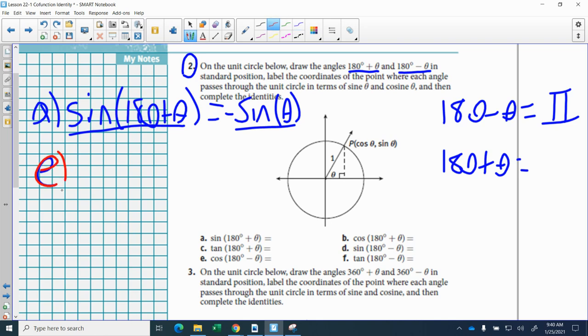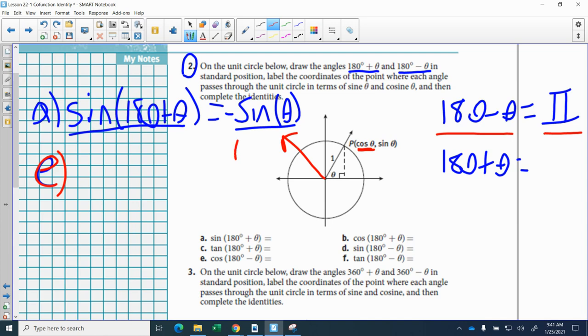If I look at letter E, E is cosine of 180 minus theta. So now that idea is if cosine's positive here, and here's my original reference angle, if I do the reference angle minus theta, I'm in quadrant 2. So now this is my 180 minus theta.